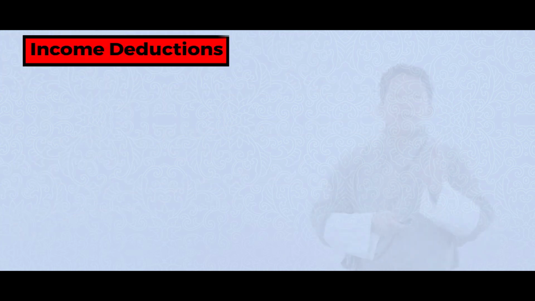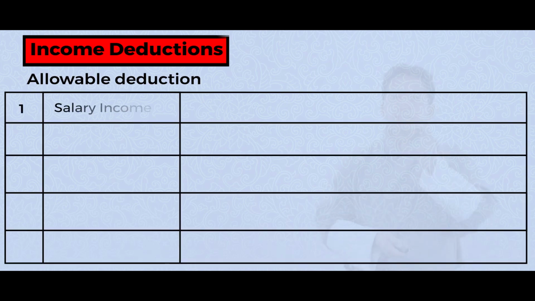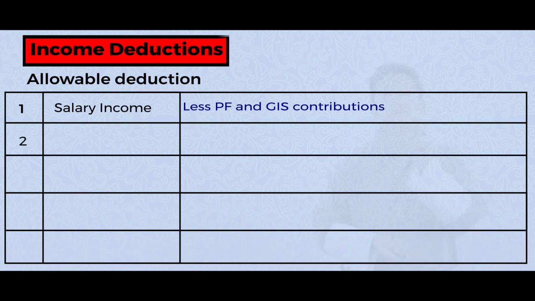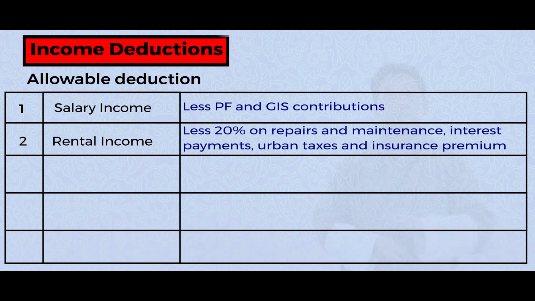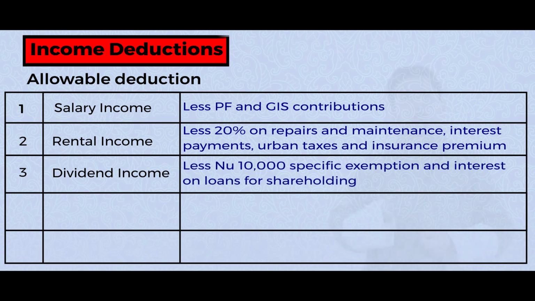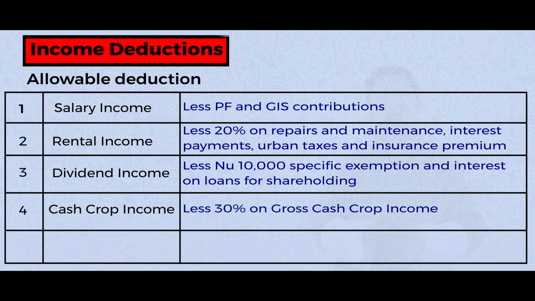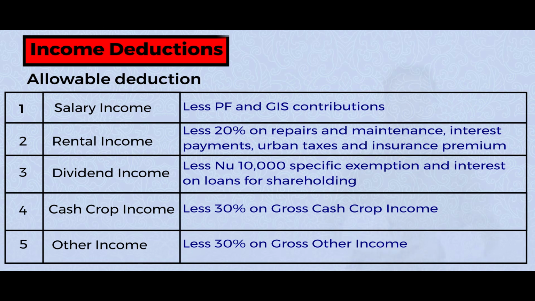Income deductions, that is, allowable deductions. The first one is salary income. For a salary income, we have less PF and GIS contributions. In the second one, that is rental income, it is 20% less. And for a dividend income, you can deduct Nu 10,000 lump sum. And fourth, cash crop income, you can get 30% less, that means deduct 30% from your liable tax. And the fifth one, other income, you can deduct 30% from your liable tax after your calculation. Now, other general deductions.